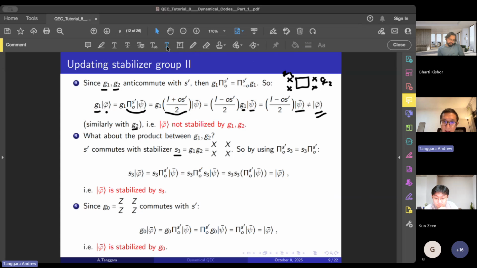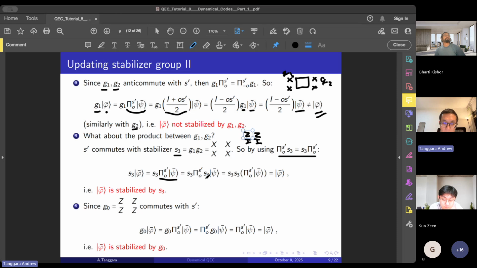And then you can see now that this commutes with S prime, right? So S prime is just like this C Z I, right? So it coincides on 2 qubits with this stabilizer, so they commute. It commutes with the projector. So let's check what happens if I apply this S3 to my new state, and I'm gonna write this again, the definition of that new projected state.